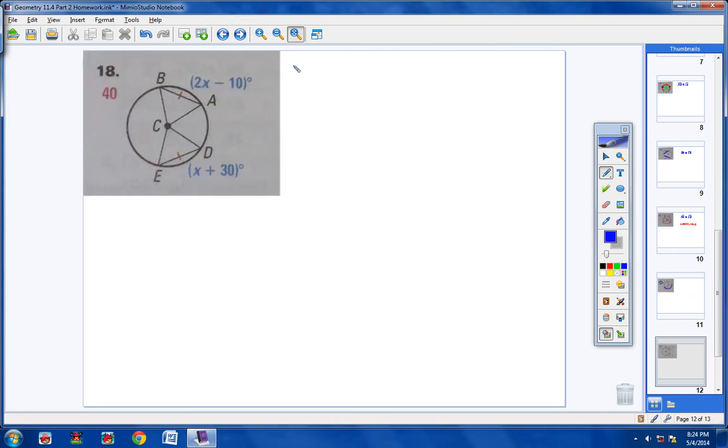Okay, number 18. Find the value of x. Well, let's see what we can do. Okay, first of all, right off the bat, I noticed that this chord here is congruent to this chord here. Do you see that? And what did we learn? We learned that when two chords are congruent, their corresponding arcs are congruent. So arc BA is congruent to arc ED.